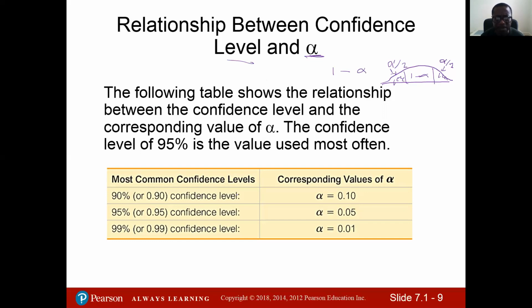Right. So if I have a 90% confidence level, what is my alpha? If I subtract the 90 from 100, I get 10. That's why we got this 10. If I have 95, my alpha is 5%, so that means we have 2.5% at the tails. If I have a 99%, my alpha is 1%, meaning we have 0.5% at the tails. Okay, so that's the relationship between the confidence level and the alpha. When you have a confidence level, subtract from 100, because it's always expressed as a percentage.